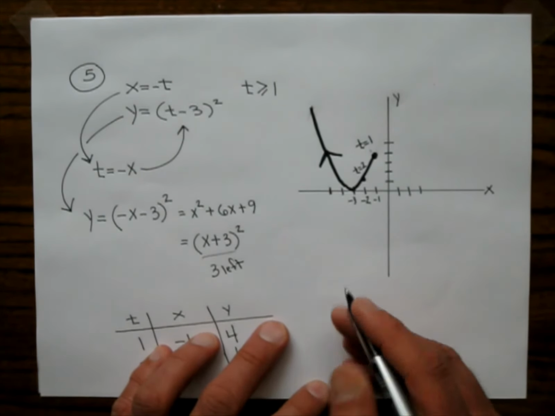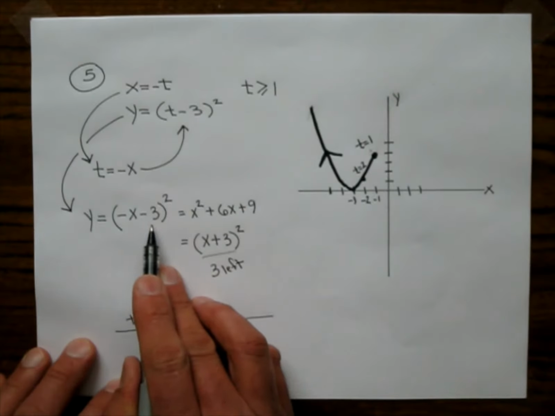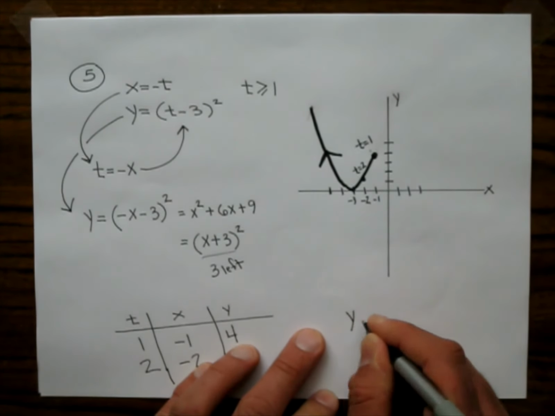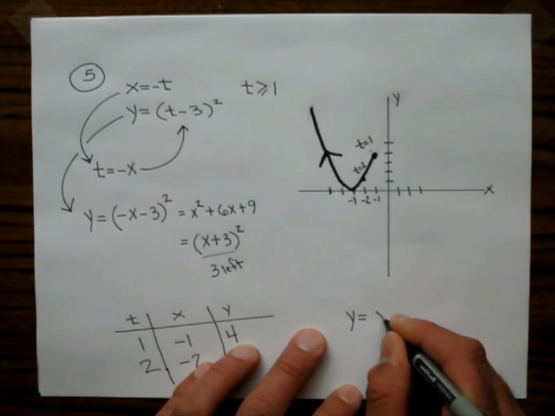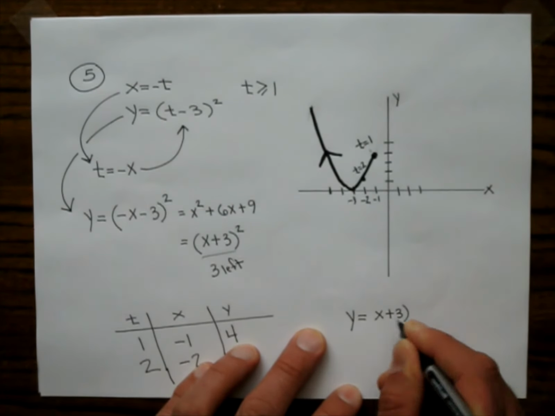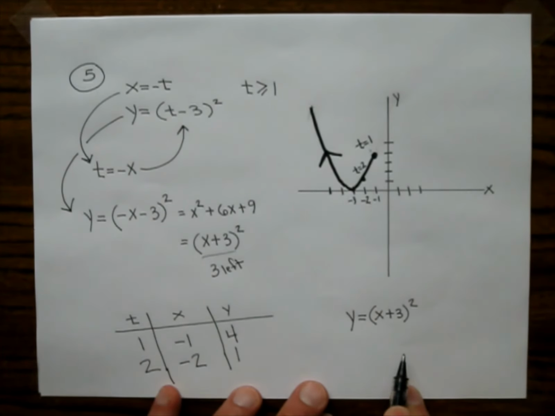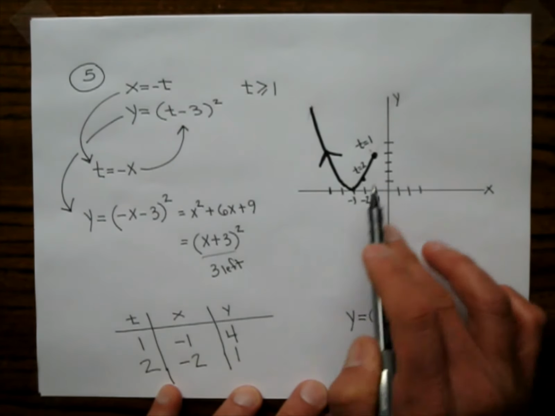And the rectangular equation, you could either keep the negative x minus 3 squared or go x plus 3 squared. Any of these are acceptable, so I'll write that down. y equals (x plus 3) squared. Now something's wrong with that answer. (x plus 3) squared is the full parabola.